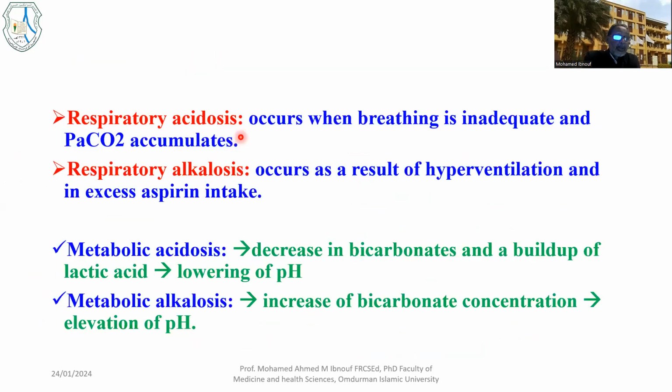Now, respiratory acidosis occurs when breathing is inadequate and carbon dioxide accumulates, while respiratory alkalosis is due to hyperventilation with excessive reduction of carbon dioxide. Now, metabolic acidosis: usually there is a decrease in the bicarbonate and a build up of lactic acid and lowering of the pH. While in metabolic alkalosis, there is an increase in the bicarbonate concentration, leading to elevation of the pH.